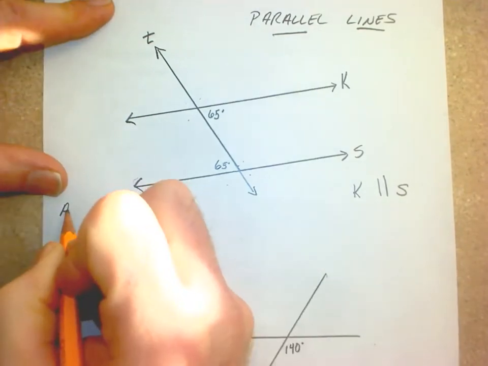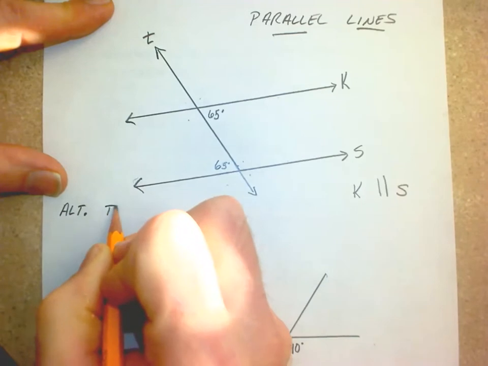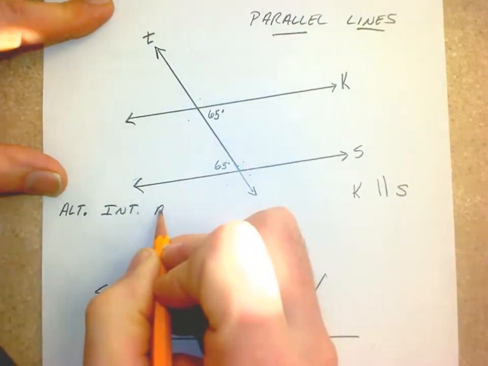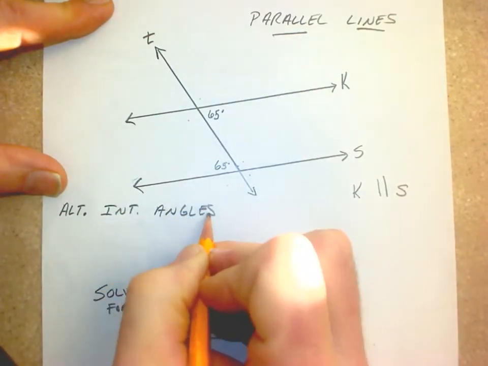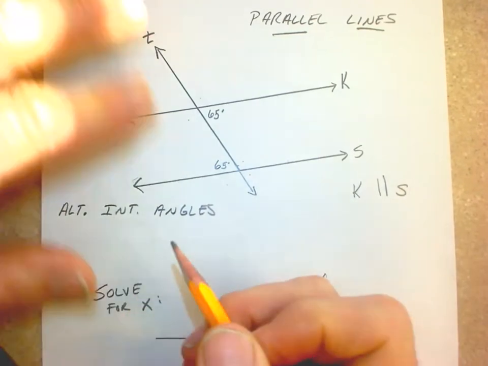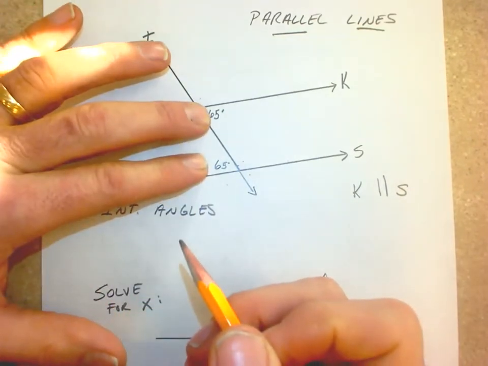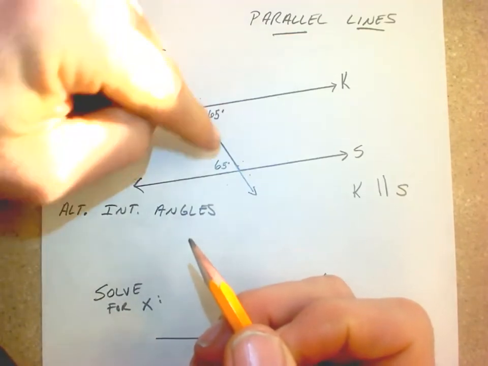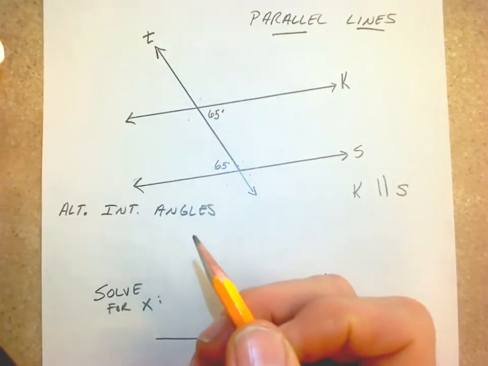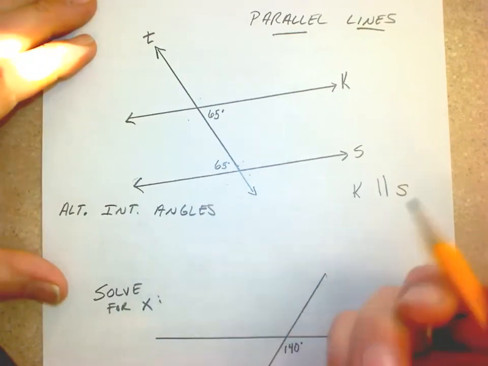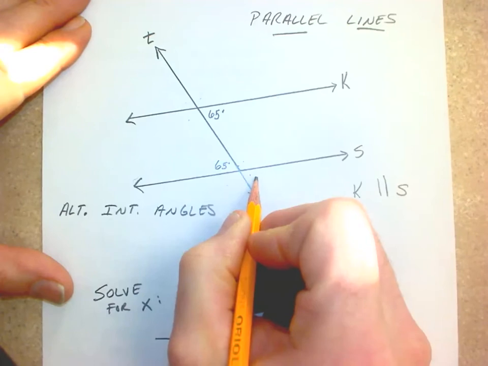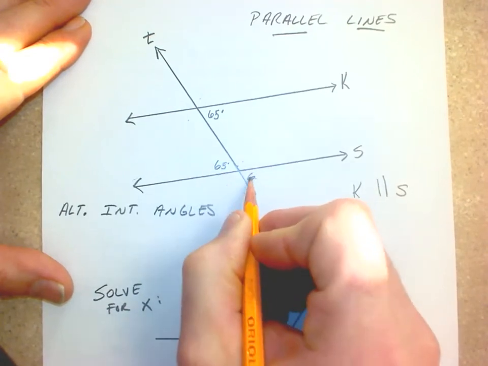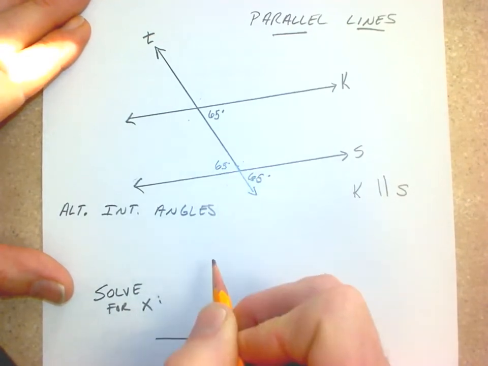Those would be alternating interior angles. Interior because they are inside, in between the parallel lines. Alternating because they're on opposite sides of our transversal. 65 degrees, this angle here would have to also be 65 degrees.